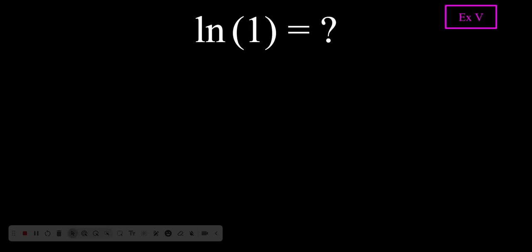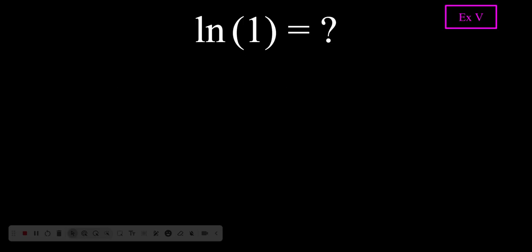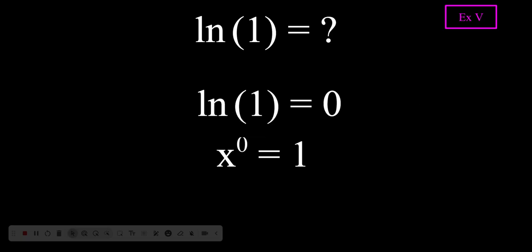Now, what's the natural log of 1? This is interesting. What number would I raise e to get 1? Well, remember, if I'm getting 1 with exponents, my answer is 0, because x to the 0 power gives you 1. So e to the 0 power gives you 1. So the answer to this one, or the exponent, is 0.